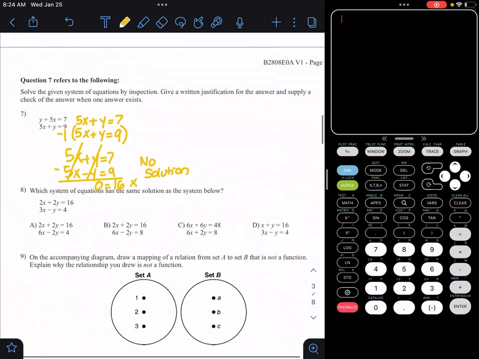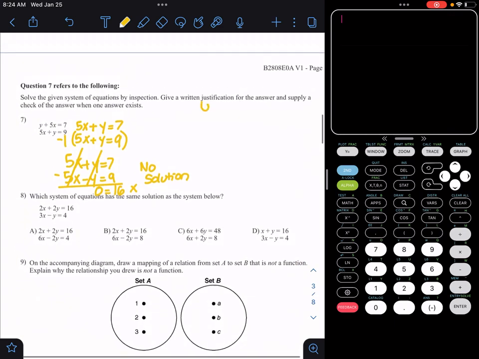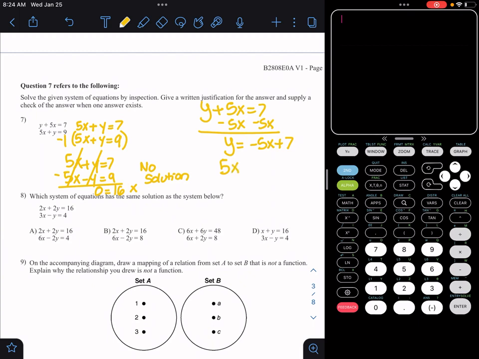And let's see, if we were trying to get through the substitution method, we would have to make one of these equal to y or x. I'll just make this first one equal to y. So I'll end up with y is equal to negative 5x plus 7. And let me plug that into the second equation. I would have 5x. Instead of y, I'm going to put negative 5x plus 7 equals 9. Well, 5x minus 5x is 0, and 7 does not equal 9, which means no solution. So I can't supply a check or anything because there's no solution.